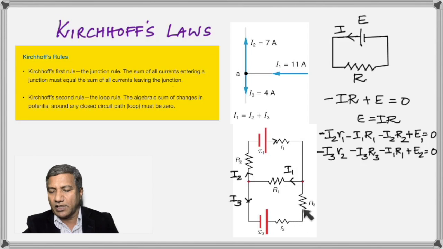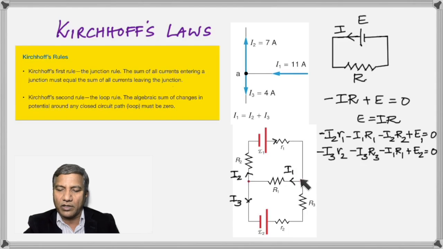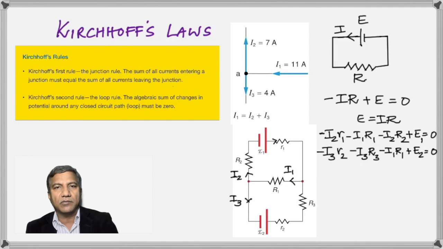negative I3 R3, negative I1 R1 plus E2 is equal to 0. Again, so we start from here. So it's negative I3 R2, negative I3 R3, negative I1 R1 plus E2 is equal to 0. So that's what happens when you apply Kirchhoff's loop rule to the loop at the bottom.